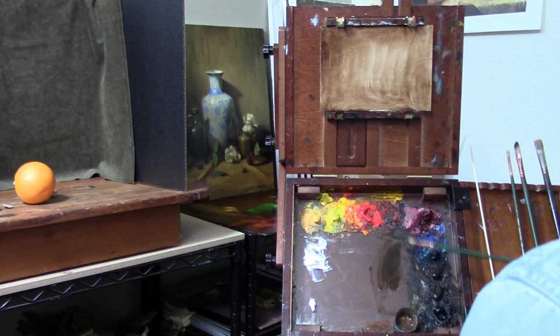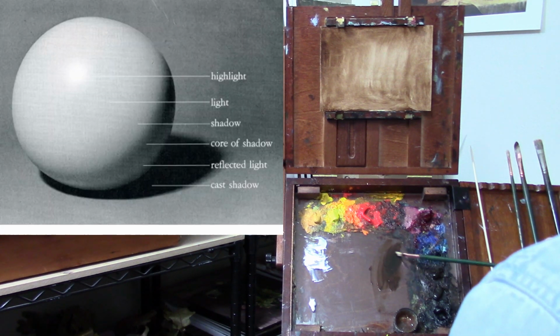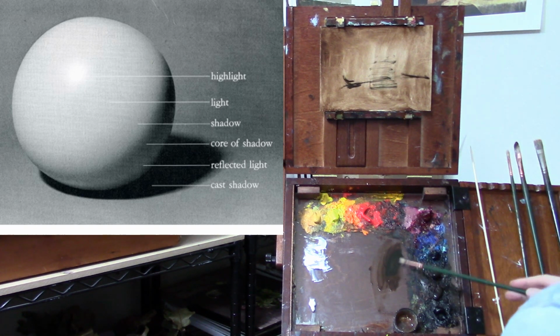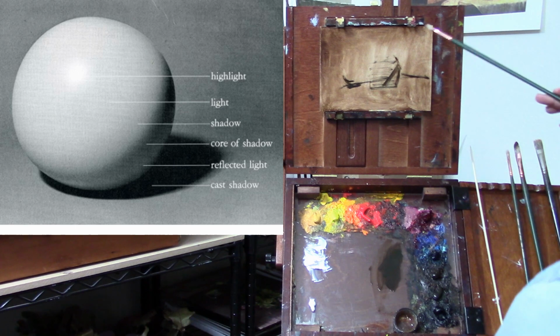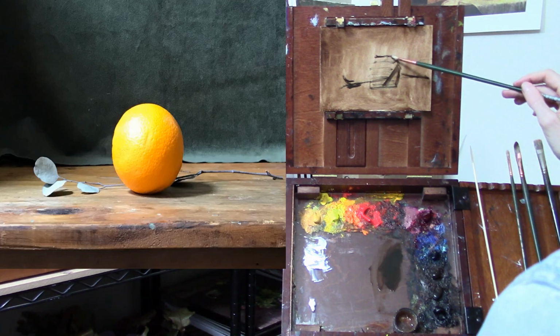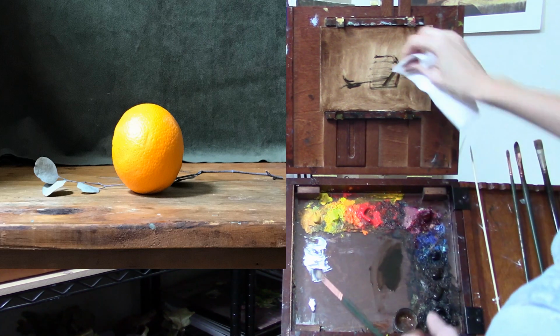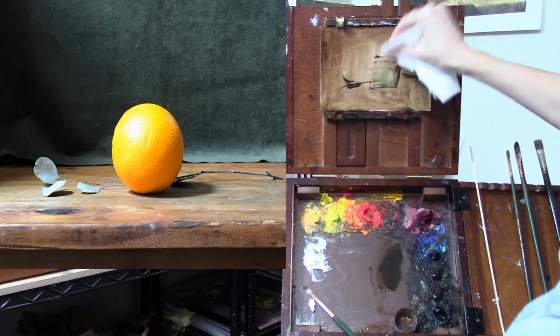Alright, so let's talk about how to create form on a two-dimensional surface. The first thing that we know is that we're dealing with a three-dimensional sphere here with this simple orange. So of course the first thing that tells us about the form is that linear contour drawing. So let me get rid of this stuff for now. I don't want to go there yet.